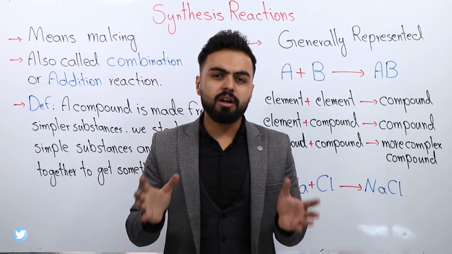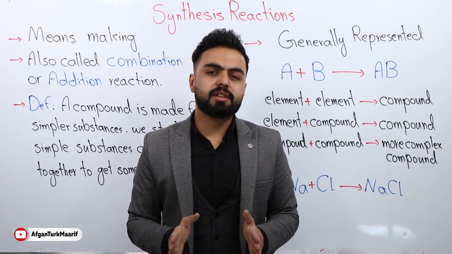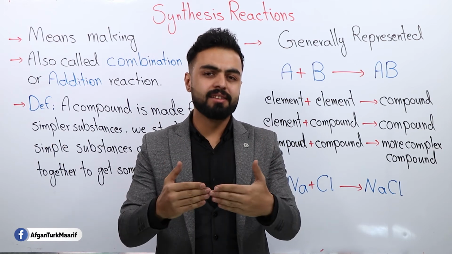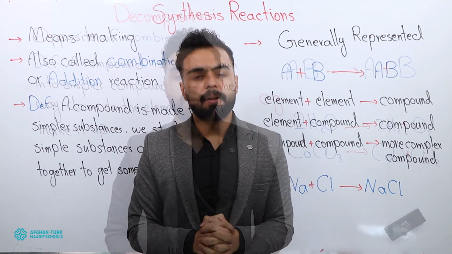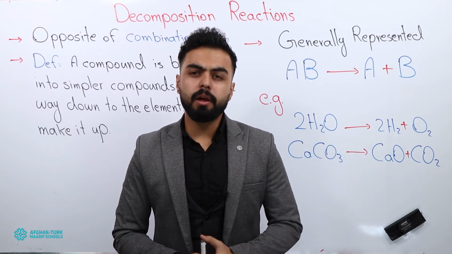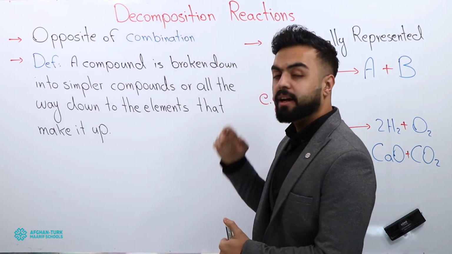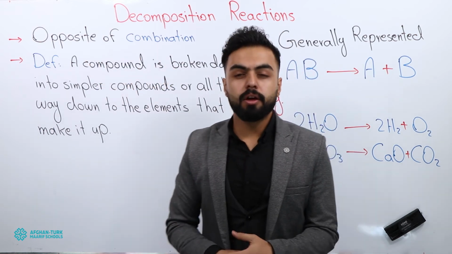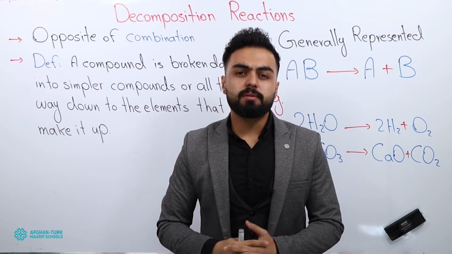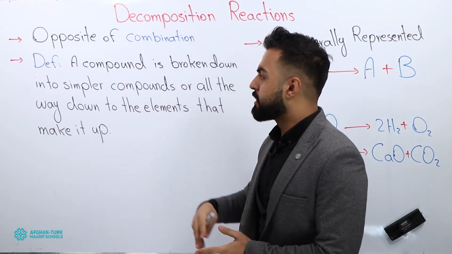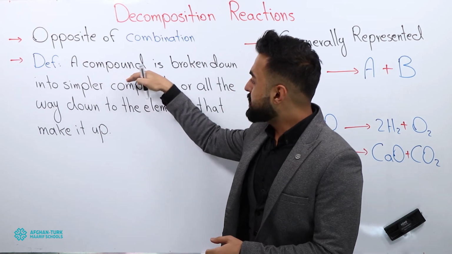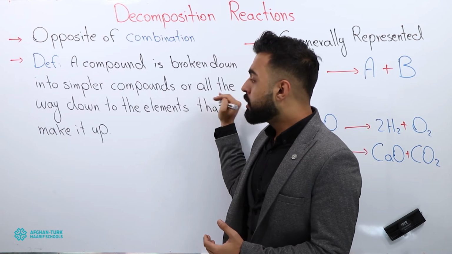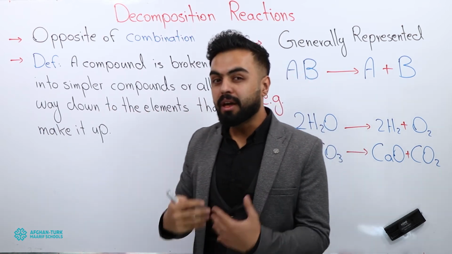So the overall theory of synthesis reaction is that we add 2 or more substances to make a complex compound or substance. So the second type of chemical reaction is decomposition reaction. What is decomposition reaction? It is actually the opposite of combination or synthesis reaction. What happens in this kind of reaction is a compound is broken down into simpler compounds, or all the way down to the elements that make it up.